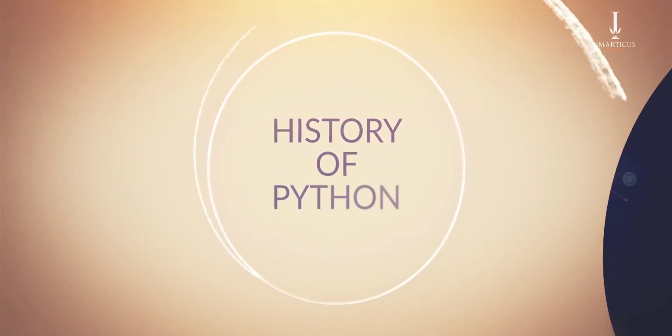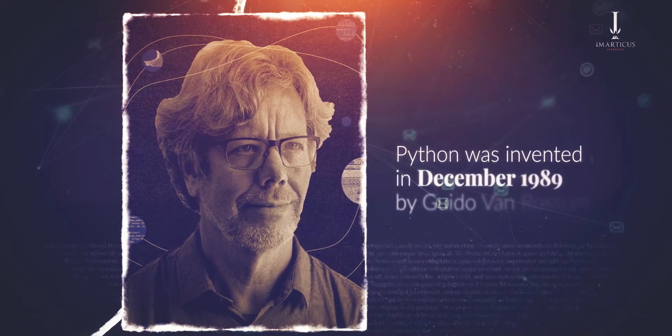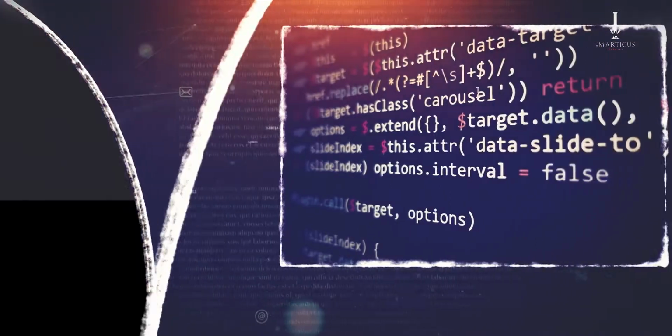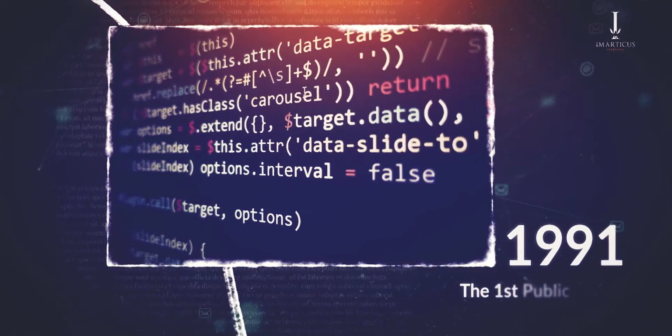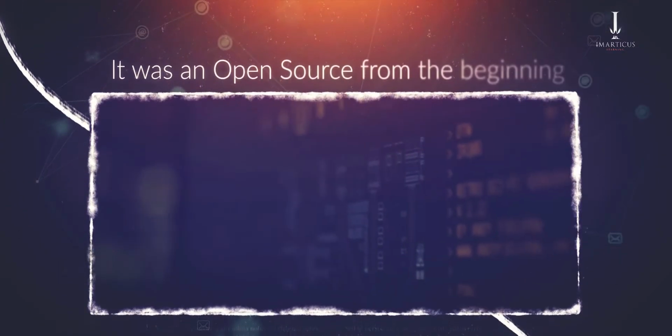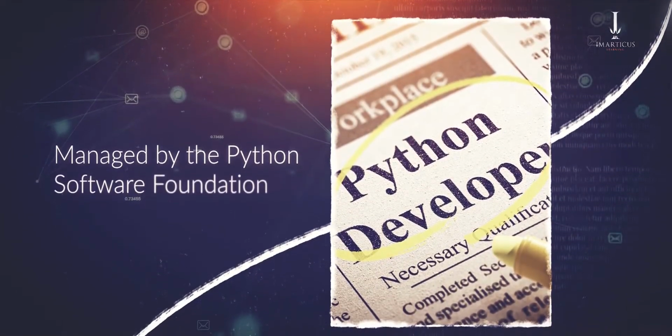Let's talk about the history of Python. Python was invented in December 1989 by Guido van Rossum. The first public release, however, was in 1991. It was open source from the beginning, managed by the Python Software Foundation.